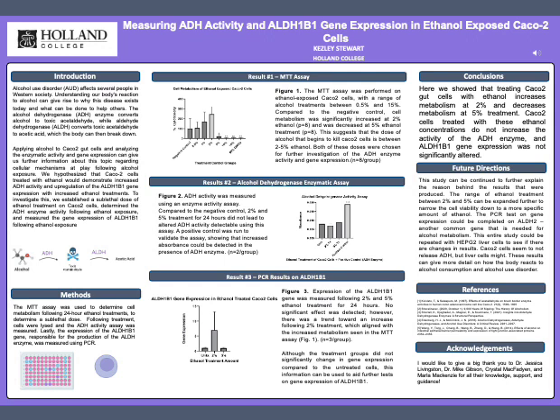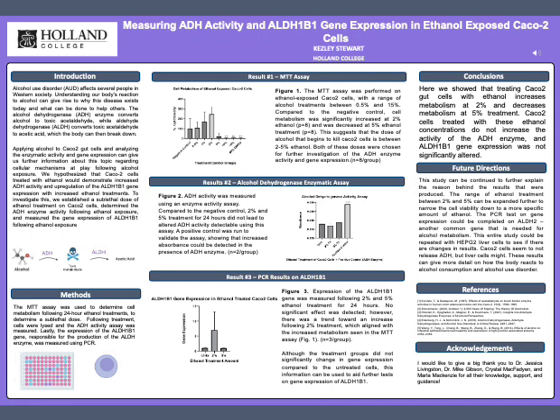An MTT assay was first performed to determine the sublethal dose of ethanol, followed by the ADH activity assay on a high and low dose of ethanol, which was determined by the MTT assay, and then the gene expression of ALDH1B1 on both the high and low doses of ethanol on the CACO2 cells was measured.